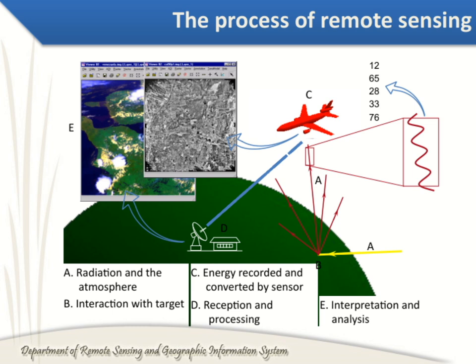Then, we move to reception and processing, where the signals collected are received and processed to prepare them for interpretation. Finally, the last step is interpretation and analysis. This is where we analyze the processed data to extract meaningful information, such as land use, vegetation health, or urban development. Each step in this process is crucial for understanding what remote sensing can reveal about our planet. It's a systematic flow that transforms energy from the environment into valuable insights we can use for various applications.